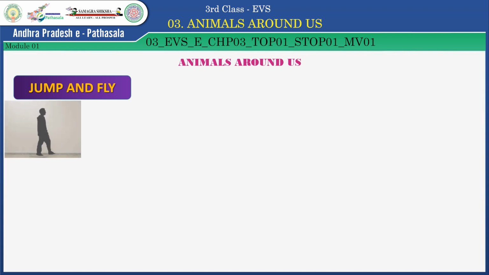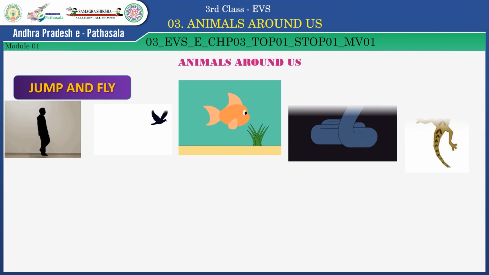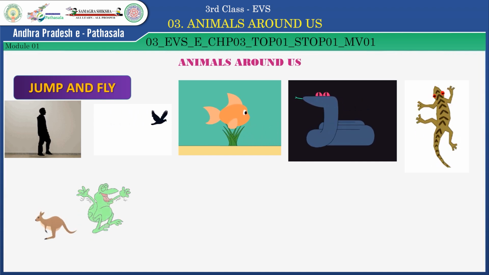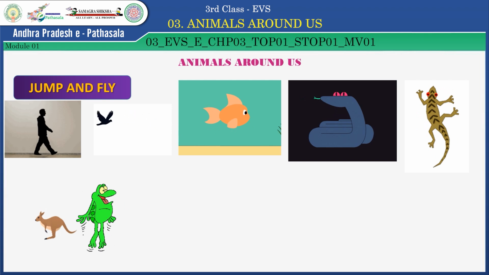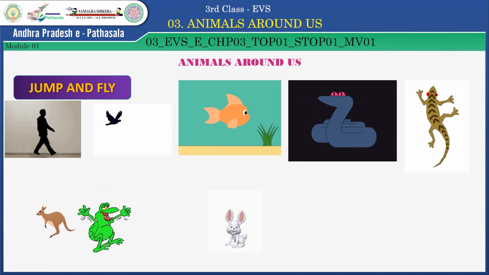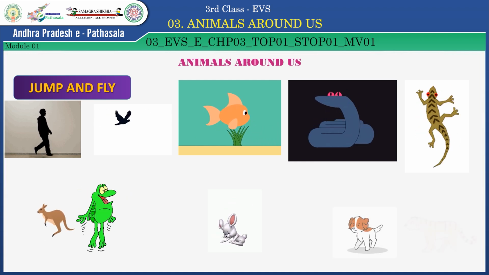Students, we move from one place to another by walking. In the same way, animals move from one place to another in different ways. Birds like pigeon and crow fly. Fishes swim. Snake and lizard crawl. Frog and kangaroo hop. Rabbits jump. See how happy it is. Dog and tiger walk like humans, with their 4 legs.